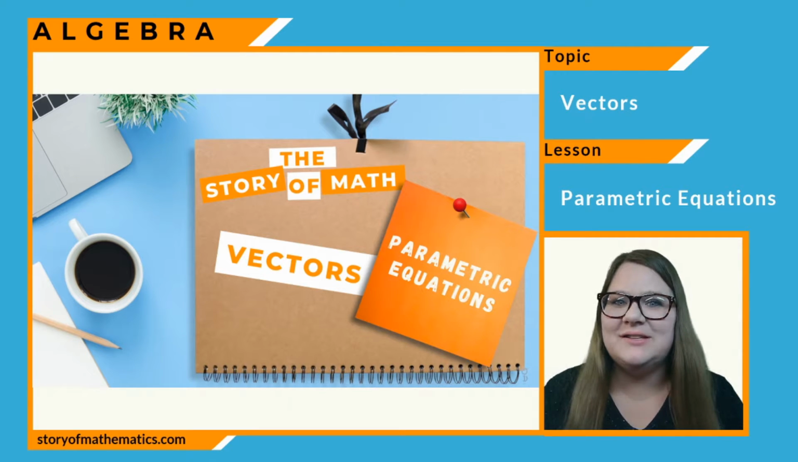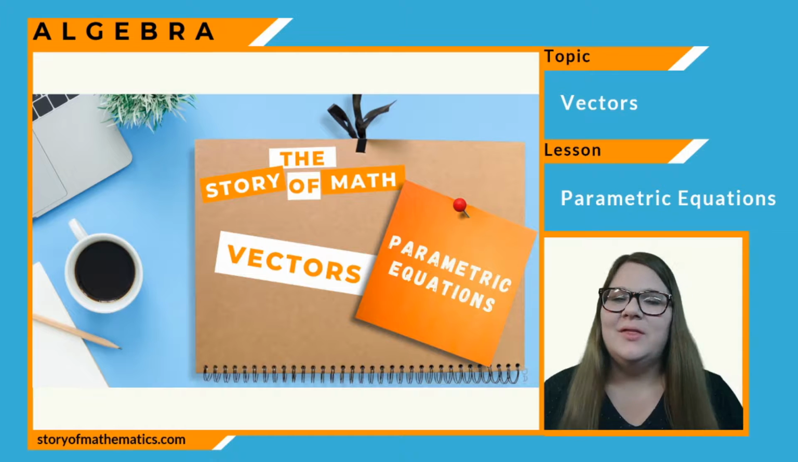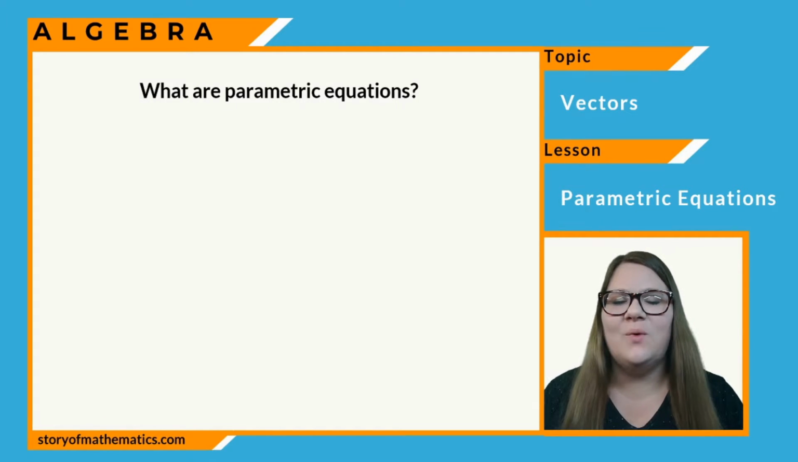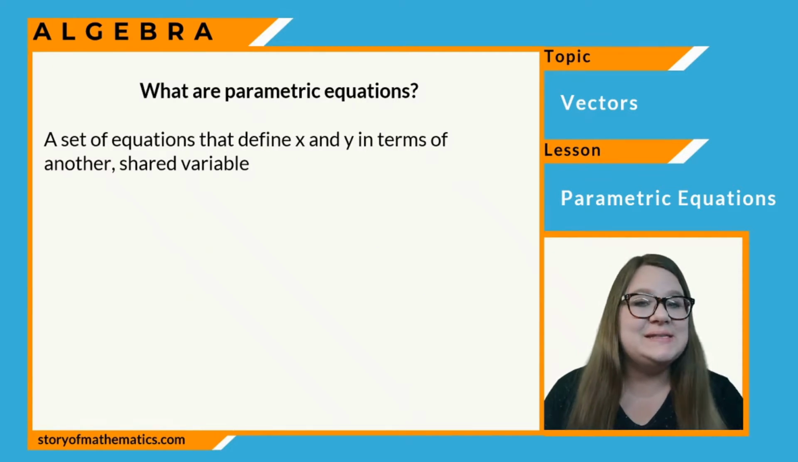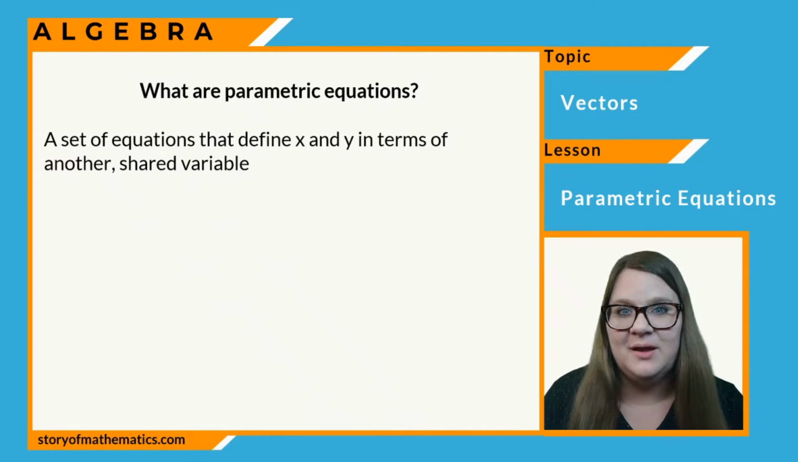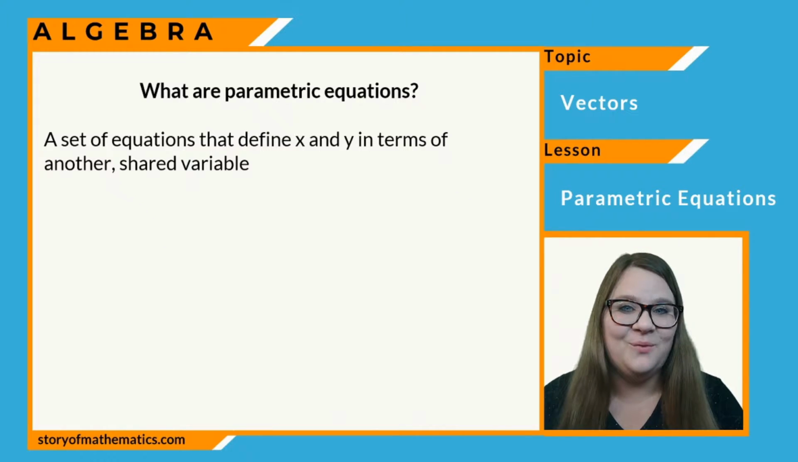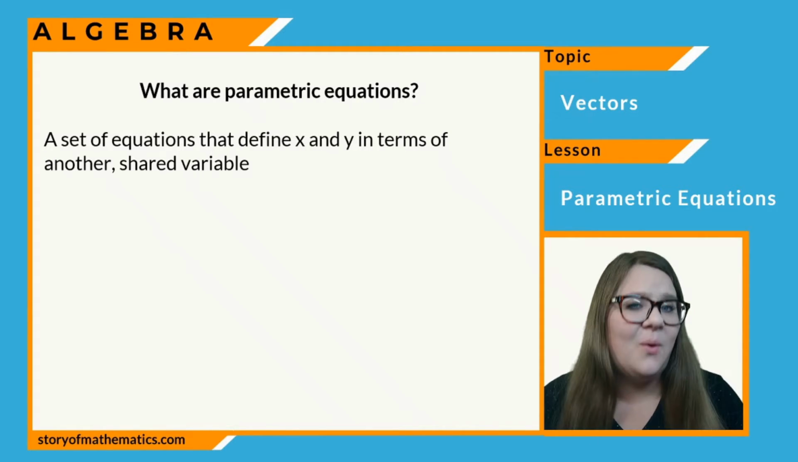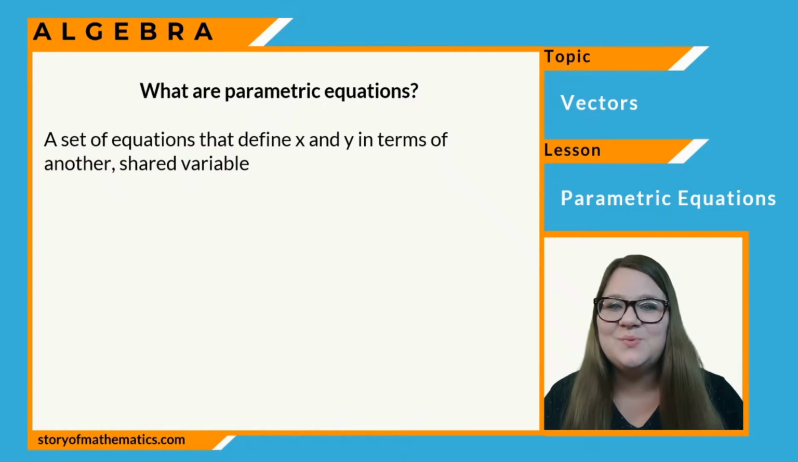In this video, we're going to learn about parametric equations. So the first thing you have to recognize is, what are parametric equations? They're actually a set of equations where we are defining x and y in terms of a separate shared variable, usually t, because we can have x and y in terms of time. When we're talking about physics, we're talking about really horizontal and vertical motion with respect to time. So that's where that comes from.